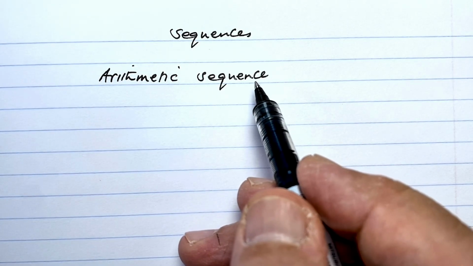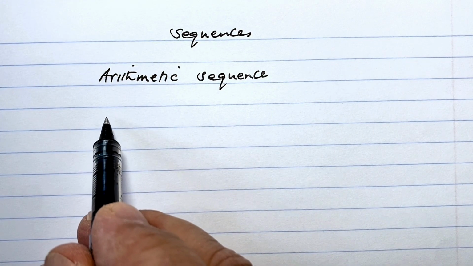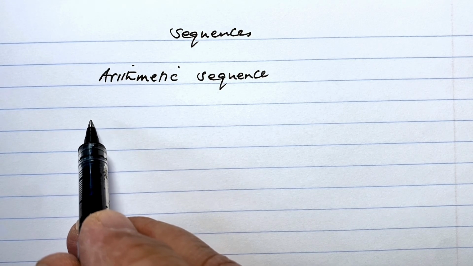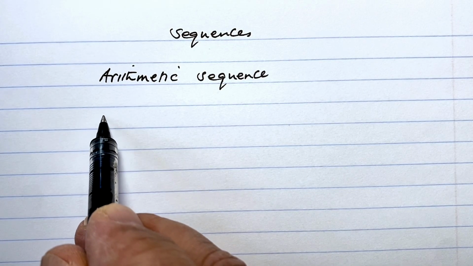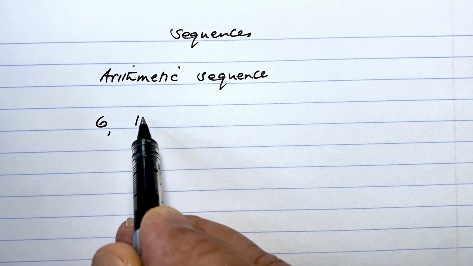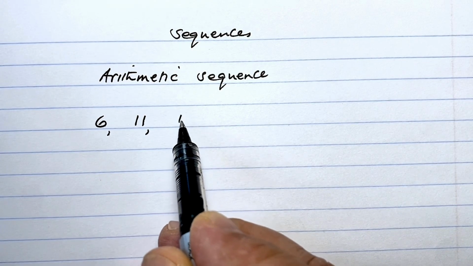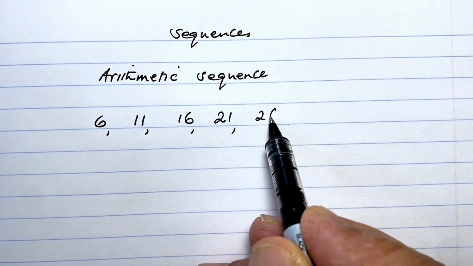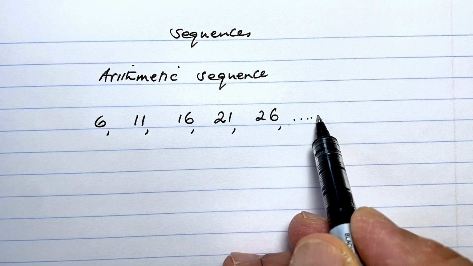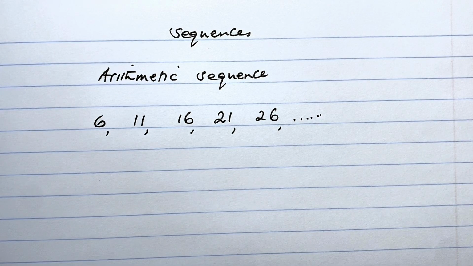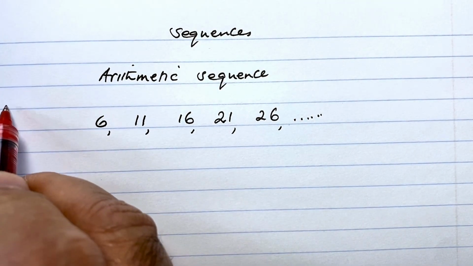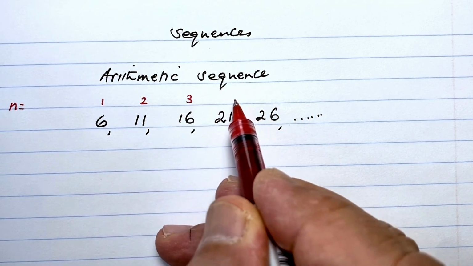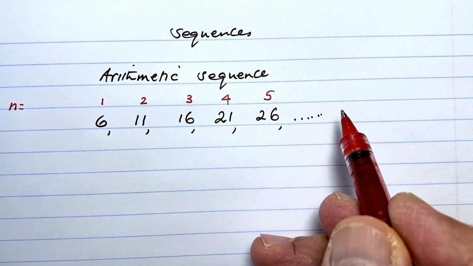Arithmetic sequence: we have a sequence where the numbers go up or down at the same rate, or I should say by the same number. Say 6, 11, 16, 21, 26, etc. I will call these my term number 1, term number 2, term number 3, term number 4, term number 5, etc.